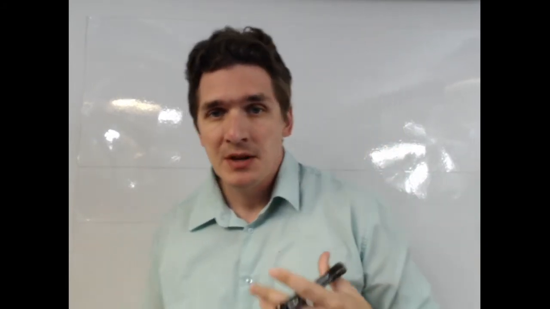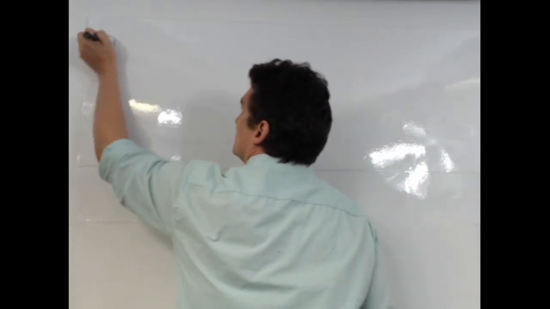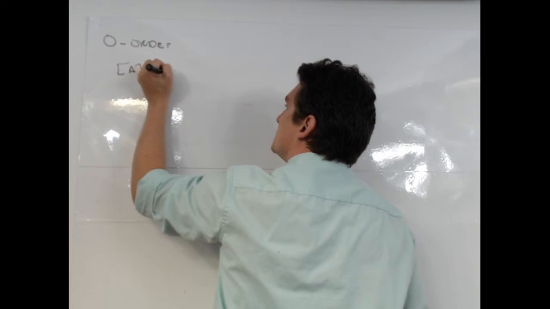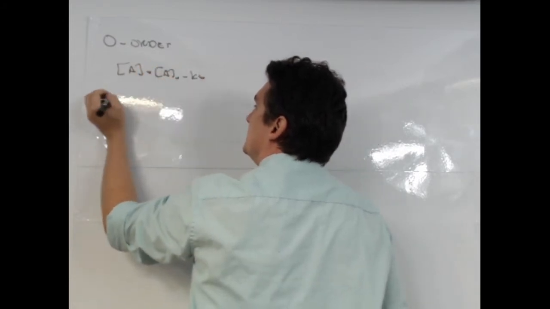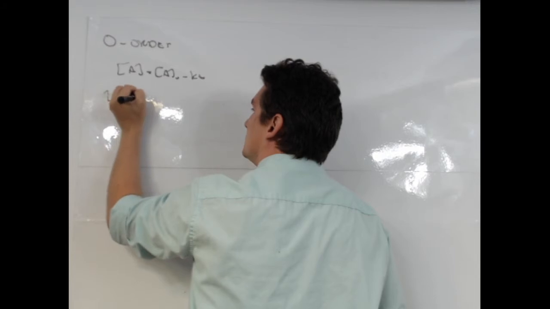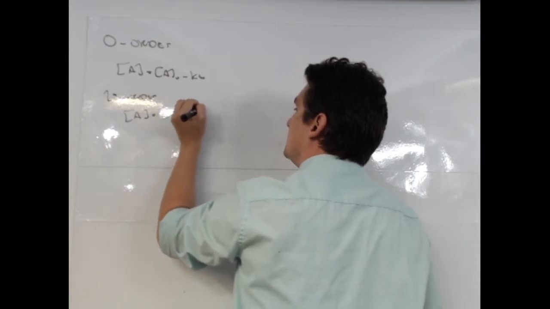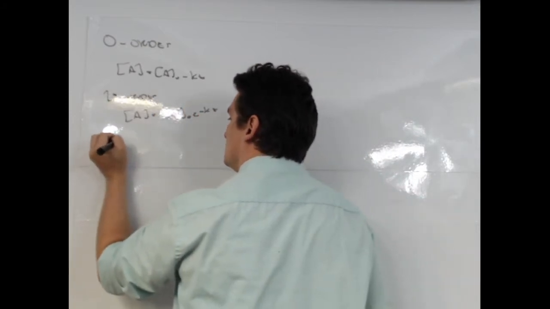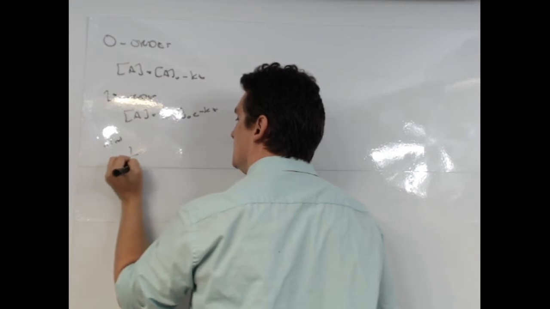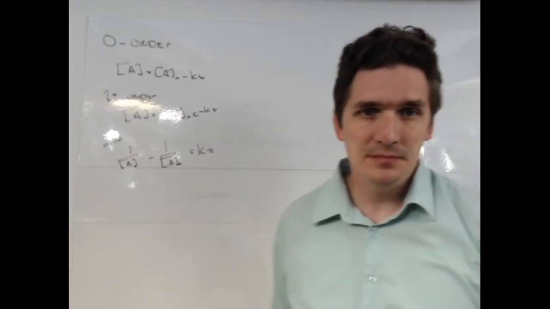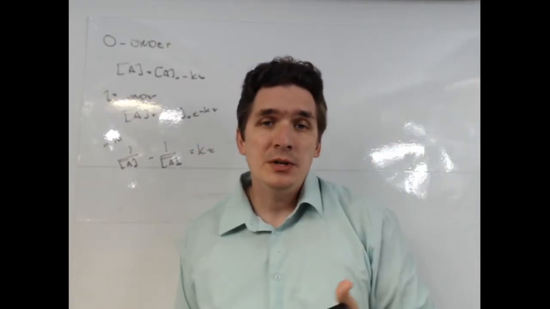There are 3 kinetic models that we have for measuring concentration versus time, or at least ones that we solve in this course. So one is the zero order. The zero order looks like concentration is starting concentration minus kT. First order is concentration equals starting concentration, e to the minus kT. And then the second order is 1 over concentration minus 1 over starting concentration equals kT.